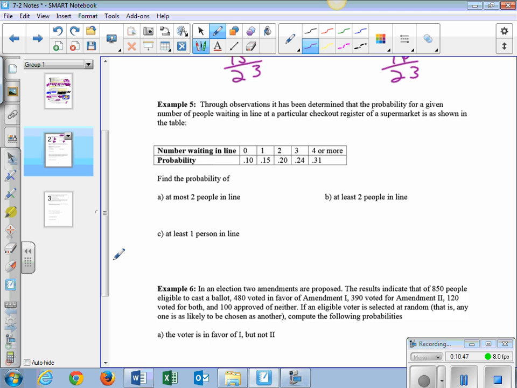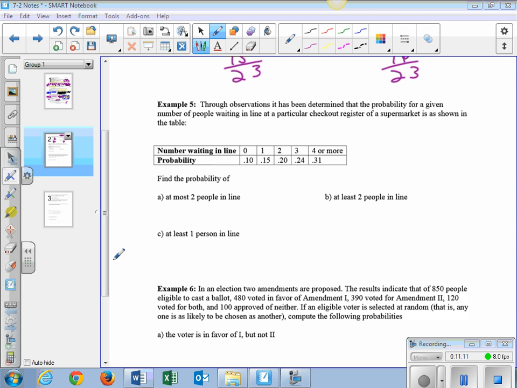Okay, example 5. Here's something else. Through observations, it has been determined that the probability for a given number of people waiting in line at a particular checkout register of a supermarket is as shown in the table. And you can see the table here. Find the probability of at most 2 people in line. At most 2 people in line means I'm going to have either 0, 1, or 2 people in line.